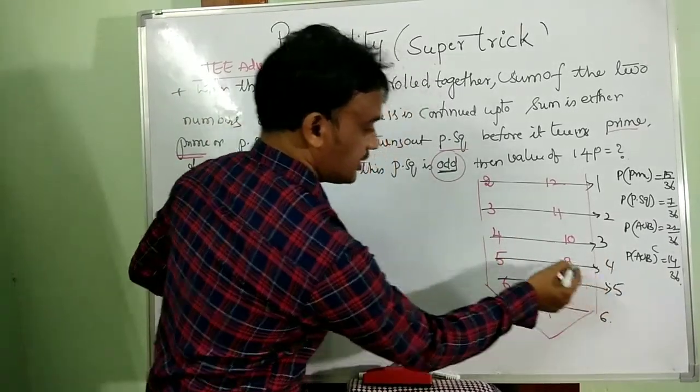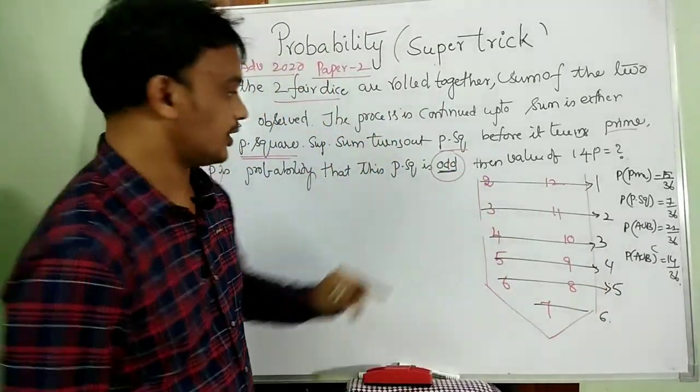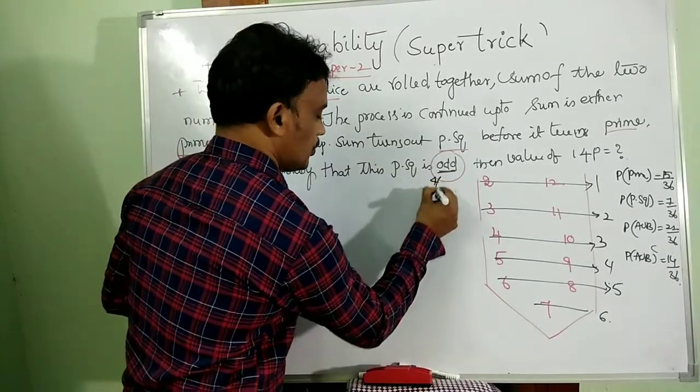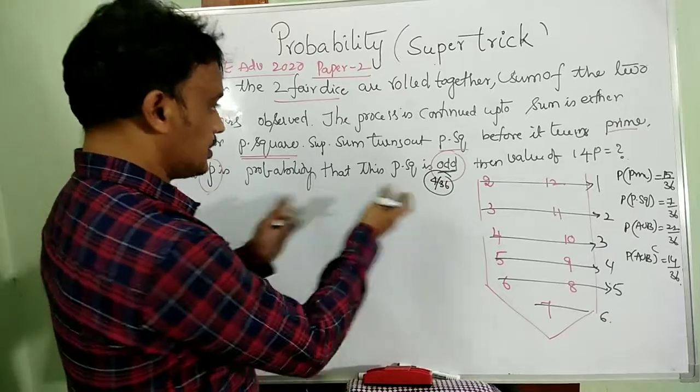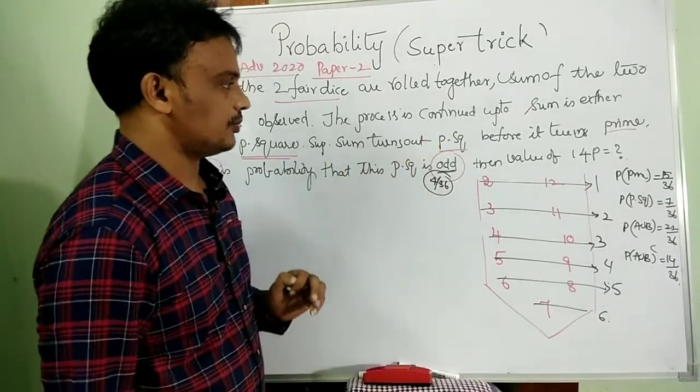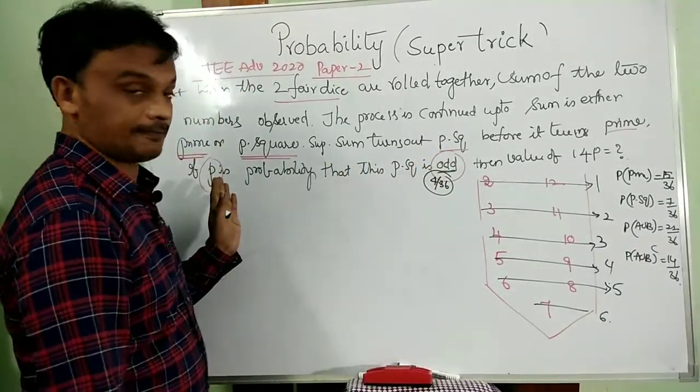Okay, so what are the chances of a perfect square particularly being odd? It is 4 out of 36. Am I right? 4 out of 36. So we should find that value, that probability P.